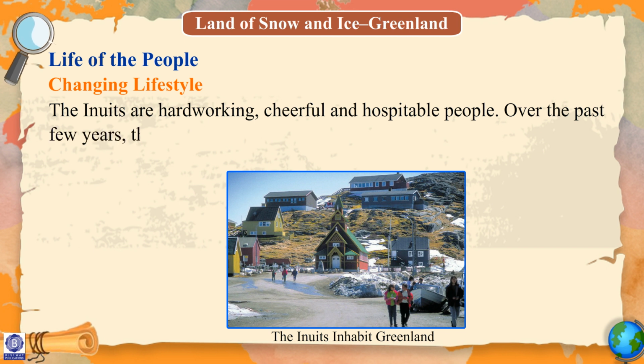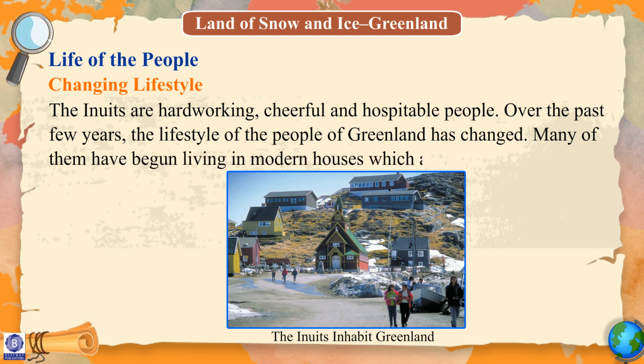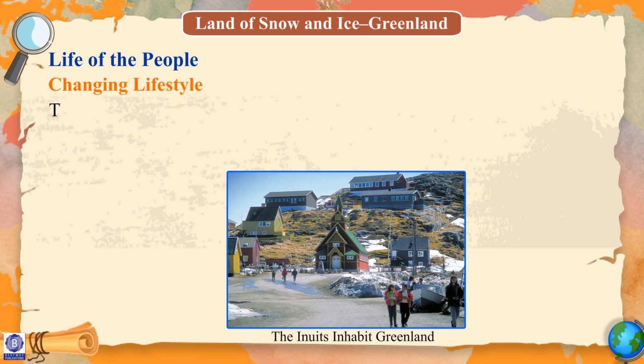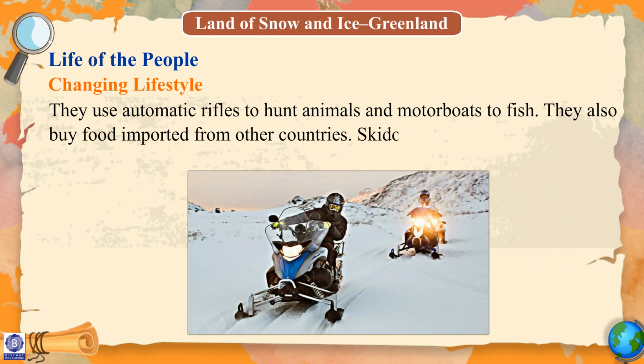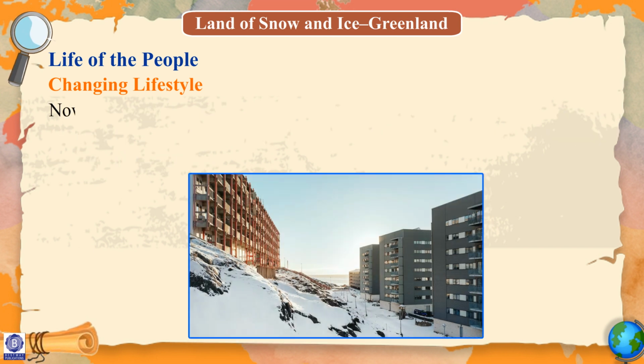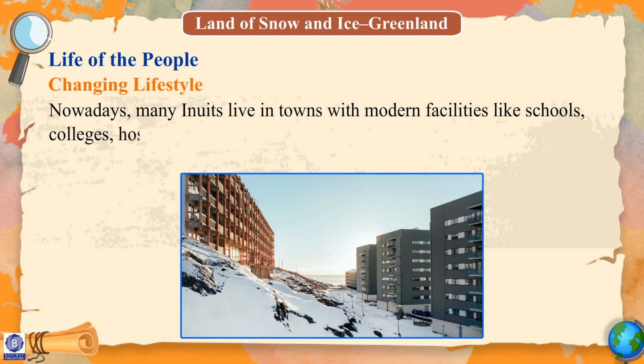Over the past few years, the lifestyle of the people of Greenland has changed. Many of them have begun living in modern houses, which are built of wood or stones. They use automatic rifles to hunt animals and motorboats to fish. They also buy food imported from other countries. Skidoos are motorized sledges used for traveling on land. Nowadays, many Inuits live in towns with modern facilities like schools, colleges, hospitals, and entertainment.